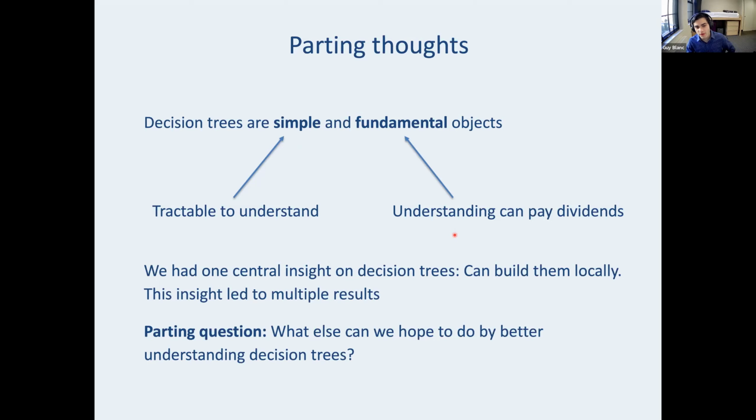So a parting question is, are there other things we can understand about decision trees or similarly simple objects that we can then use to have many applications? Okay, thank you very much. And any questions?